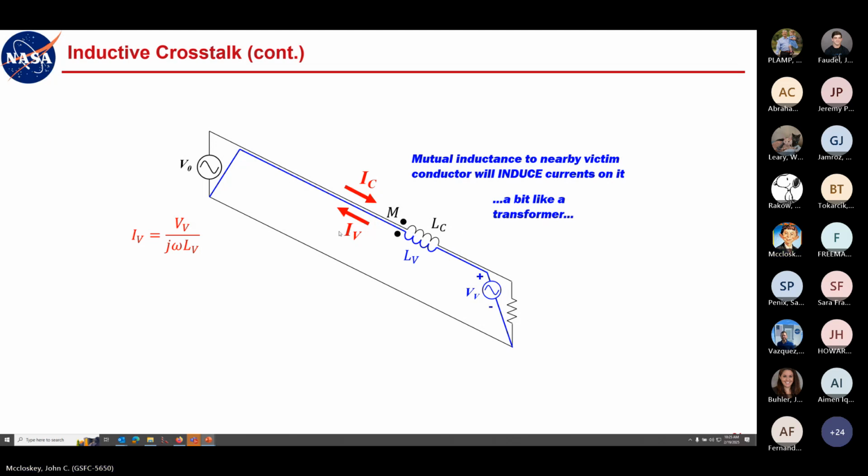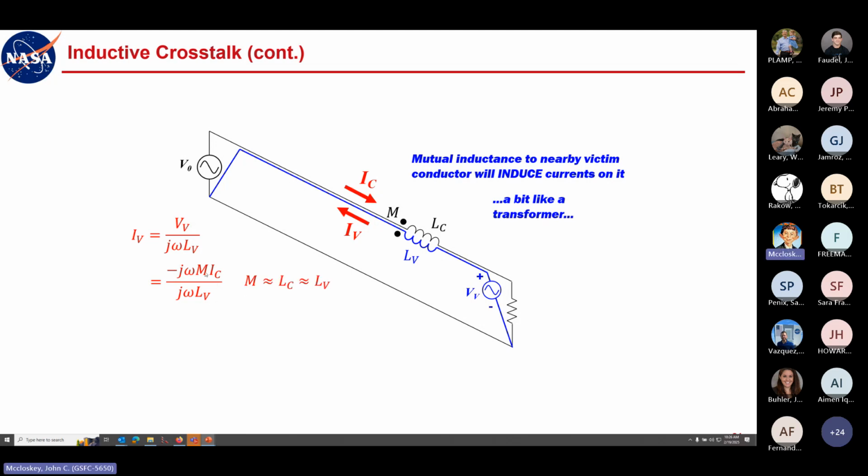And so the current in the victim loop now is going to be this potential we've induced. Again, to first order, it's going to be dominated by the inductance. If it's a purely conductive loop, then the resistance is going to be low. It won't be zero, but at the frequencies of interest, the inductance is going to dominate that impedance. So it's going to be j omega LV. But then the coupled potential is j omega times the mutual inductance times the culprit current.